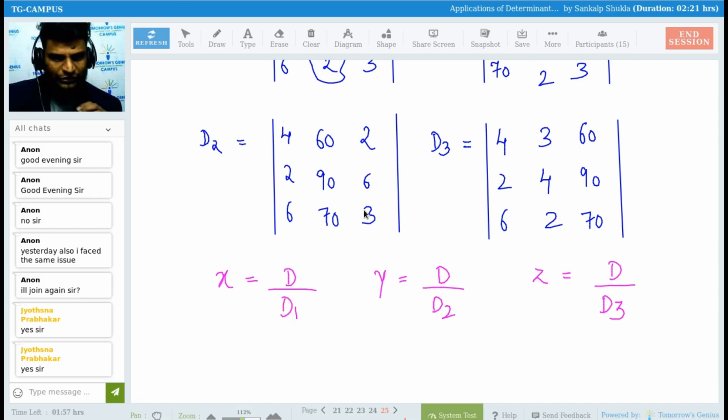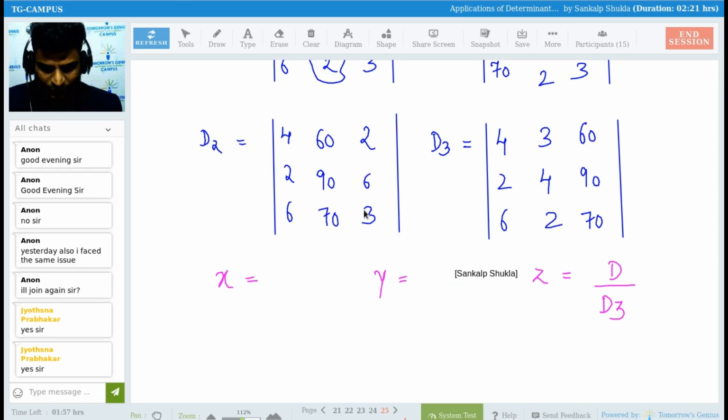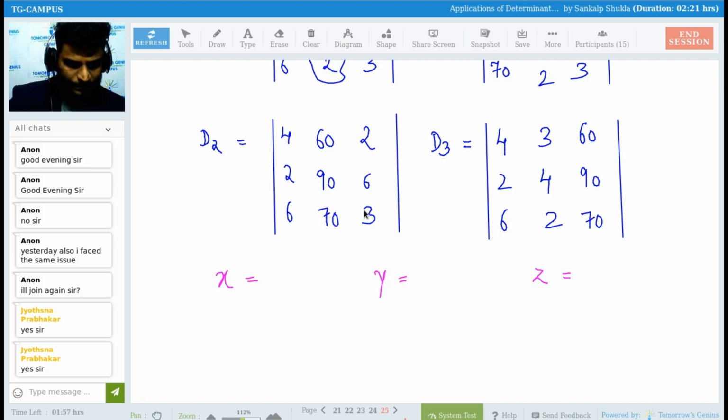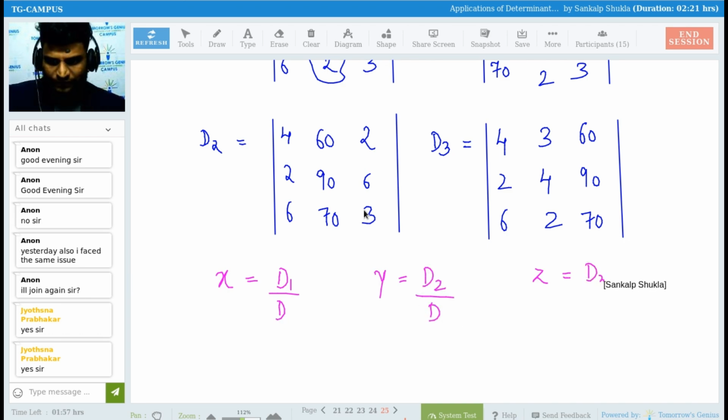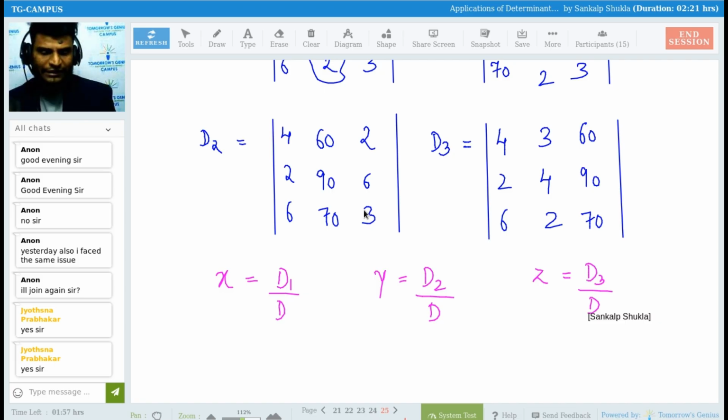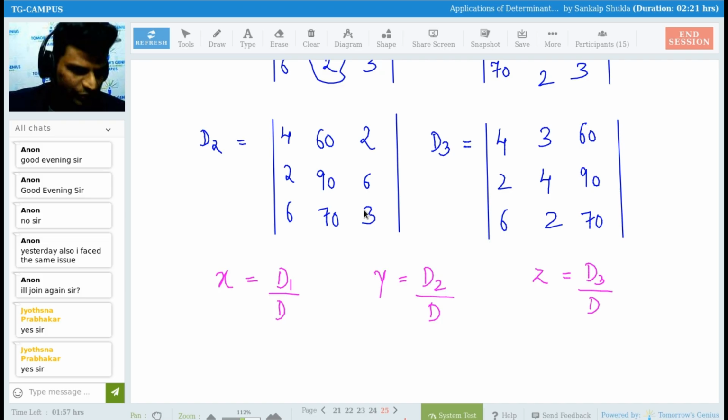One second, guys. I was actually confused. It is not D upon D1, it is D1 upon D. So I have to write it again. It will be D1 upon D, D2 upon D, and D3 upon D. D is always supposed to be in the denominator. Sir, is D equal to 130? I don't know the answer. I have to find it.